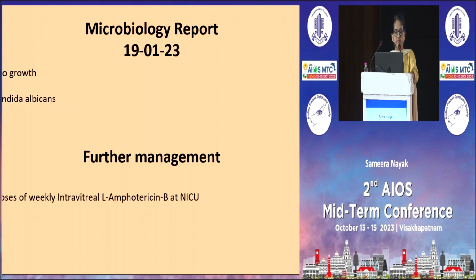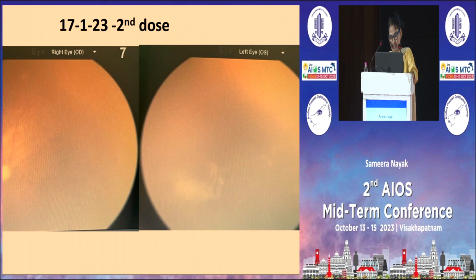The right eye did not reveal any organism, and the left eye revealed Candida albicans. The next plan was to inject intravitreal antifungal. Amphotericin was injected, 10 doses in the right eye and left eye, in the NICU itself.